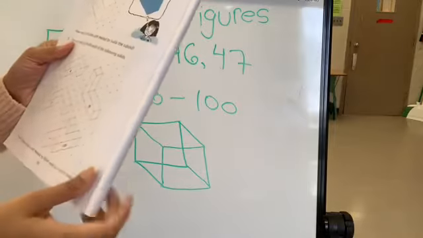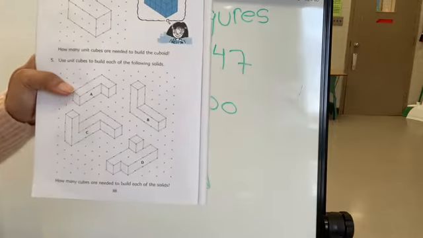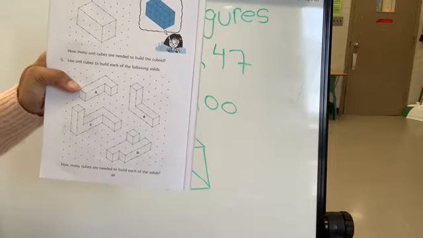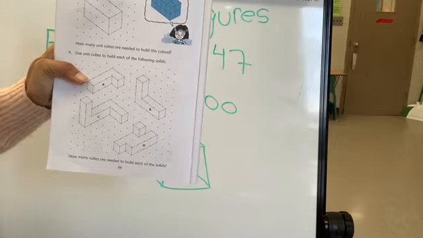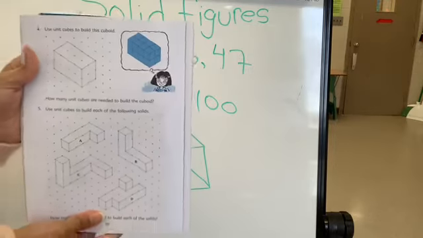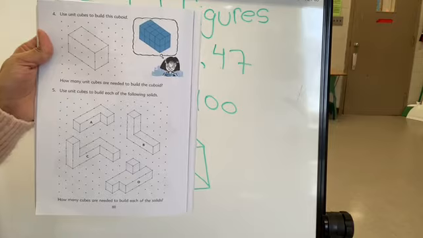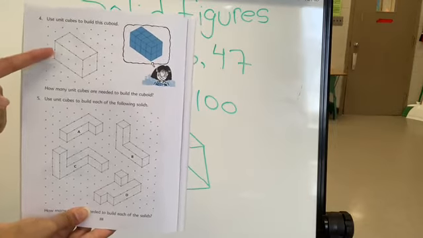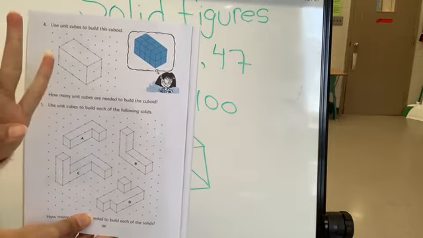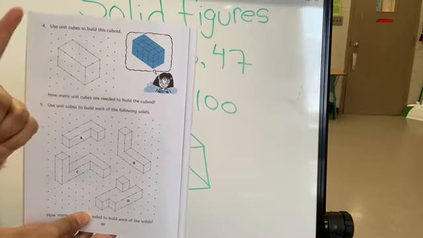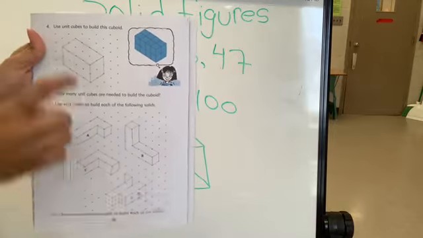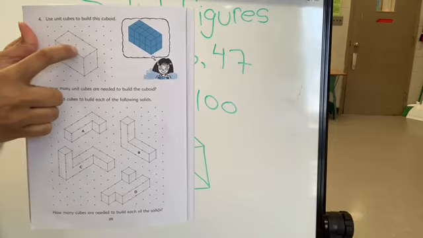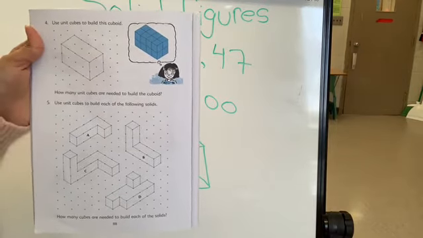Now let's flip to our next page, which is page 88. Now on page 88, they're asking us how many cubes did they use to draw each solid. Let's look at this one. So quickly go ahead and count each. So 4 dots equal 1 cube. Okay, 4 dots equal 1 cube. So we have 1, 2, 3, 4, 5, 6, 7, 8, right?